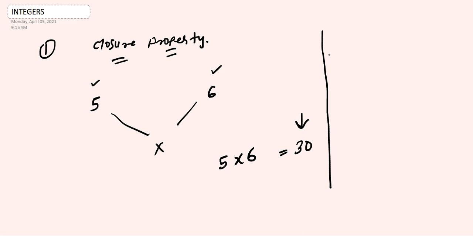Next example, 7 and minus 10. 7 is a positive integer, minus 10 is a negative integer. If we are multiplying 7 and minus 10, so 7 into 10, as you know, 7 10 is 70, but we are having a negative sign here. So 7 into minus 10 will be minus 70. Clear?